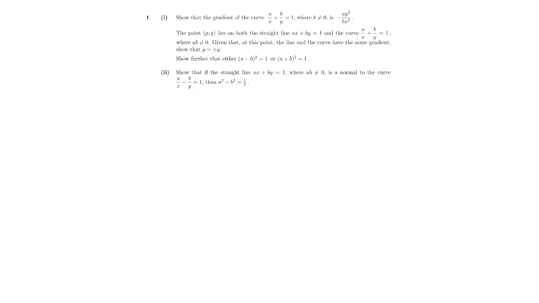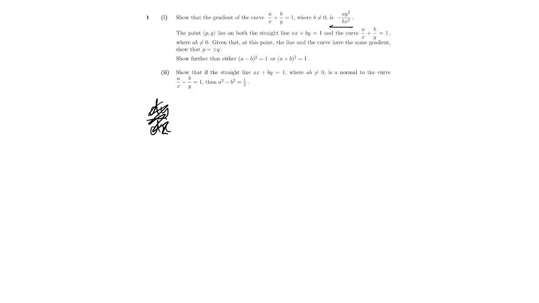Okay, so this is 2011, step 1, question 1. Show that the gradient of the curve a on x plus b on y equals 1, where b is not 0, is minus ay squared on bx squared. Fine. When we find gradients, the obvious way to go is to differentiate and get the gradient function. Okay, so let's do that.